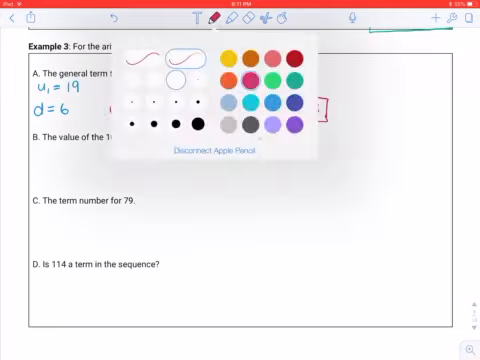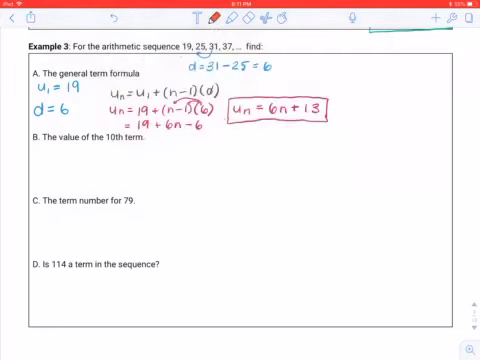Now, to find the value of the 10th term, I'm looking for the value of u10, and I know I'm looking at term number 10. So n equals 10, and I'm looking for the value of u10. So what I'm going to do is use my general term formula. I've got u10 equals 6 times the term number, 10, plus 13. So 6 times 10 is 60 plus 13 is 73. So the value of the 10th term there is going to be 73.